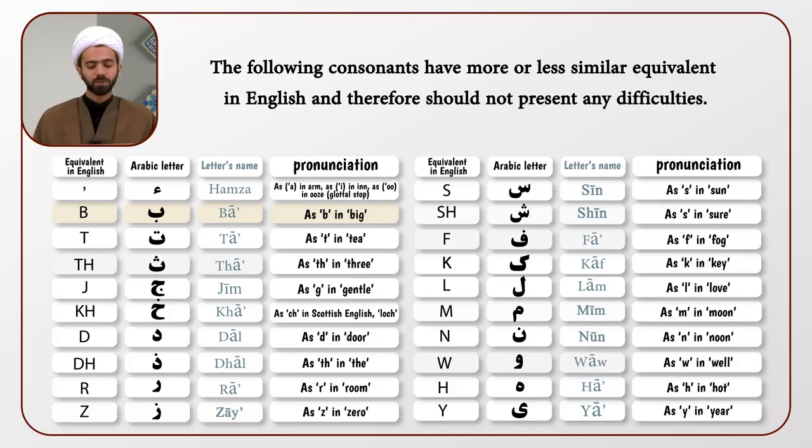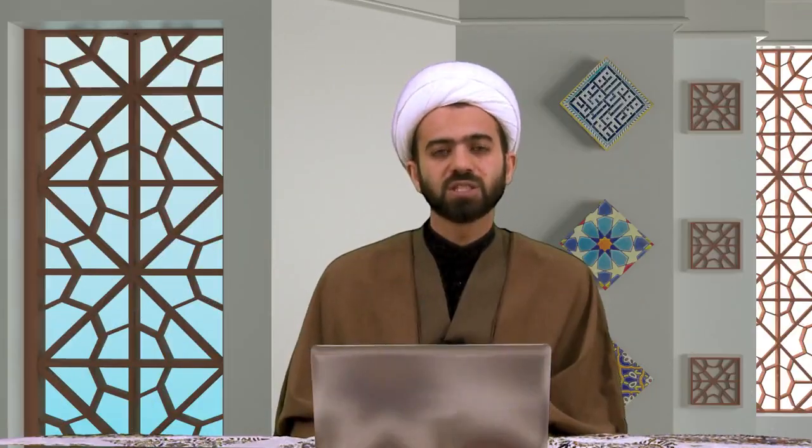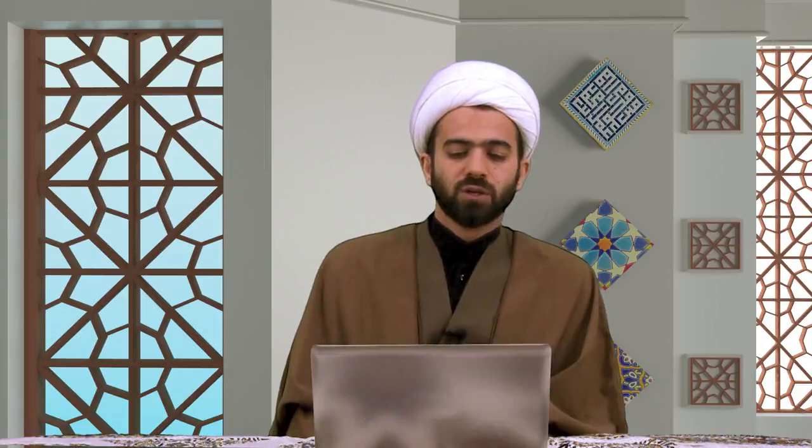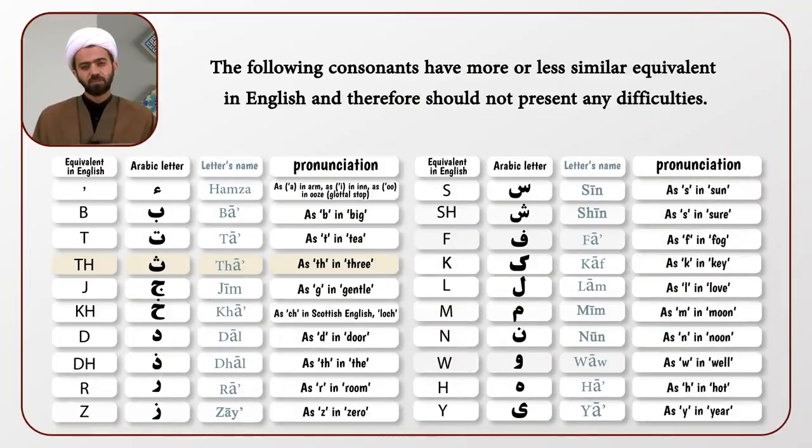Big. The third, Ta, which is the same as T in English. When you say tea. Fourth, thaw. Also, we have the similar sound in English. Thaw is the name of the same sound which you hear as the initial sound in three. So the sound of this character is th. This is the sound of this character.